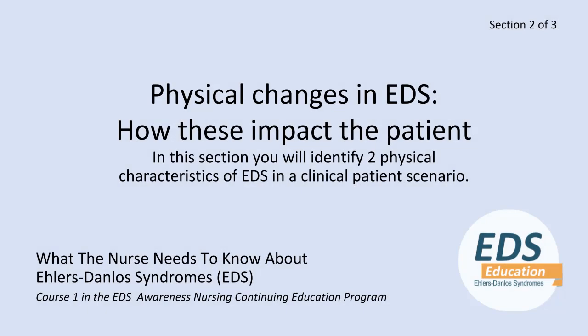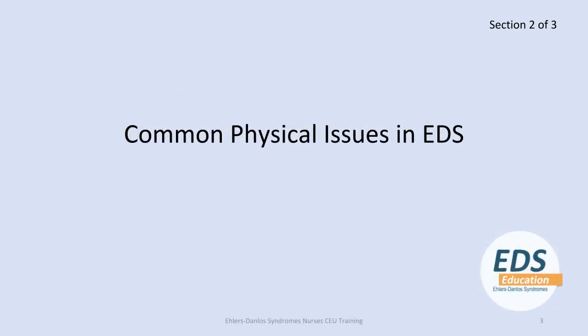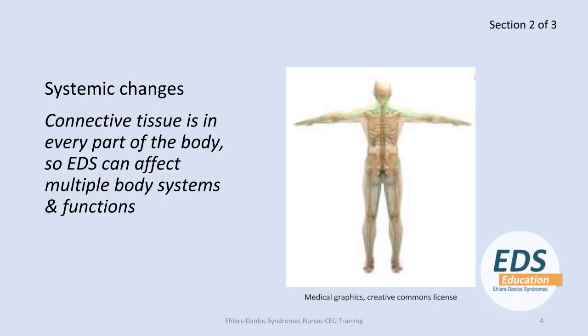So in the second section of the first course of the Ehlers-Danlos syndrome nursing education series, we will cover physical changes in EDS and how these impact the patient. So let's start with some of the common physical issues and also discuss some of the disease manifestations that you might encounter. As we said, connective tissue is the glue that holds the body together. So because EDS affects it, it can cause problems in multiple systems in the body.